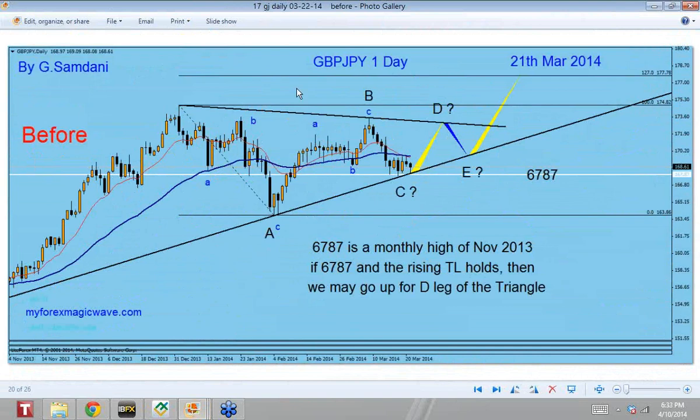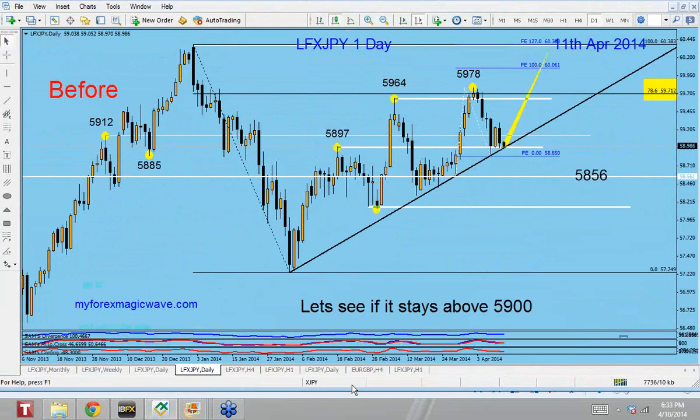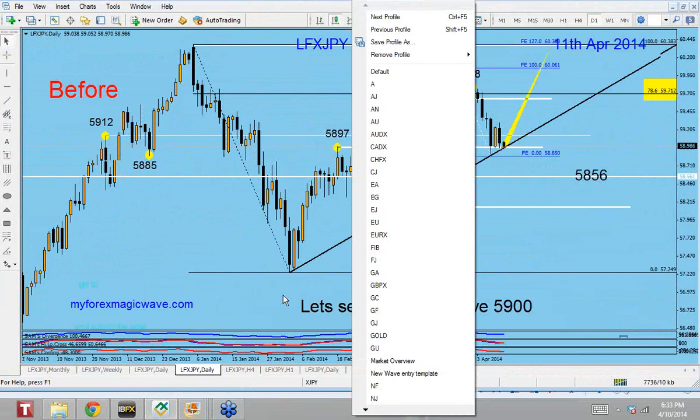Anyway, so this is the triangle. We are in the triangle. Why? Because the pound and the pound index was also in a triangle. We get to that later. But look at this A, B, C, D, E, and then we're supposed to go up. Now, pound yen going up means we need yen to get weaker or pound to get stronger, right? So where we are at now on pound yen currently, let's take a look.